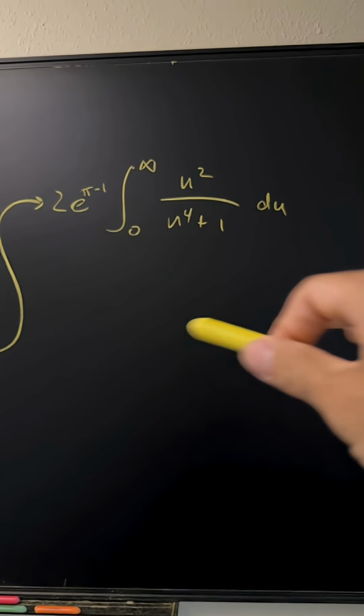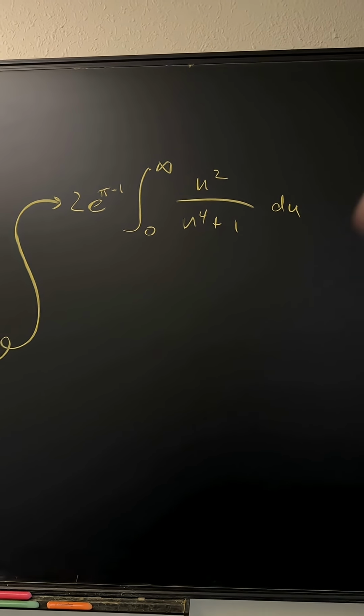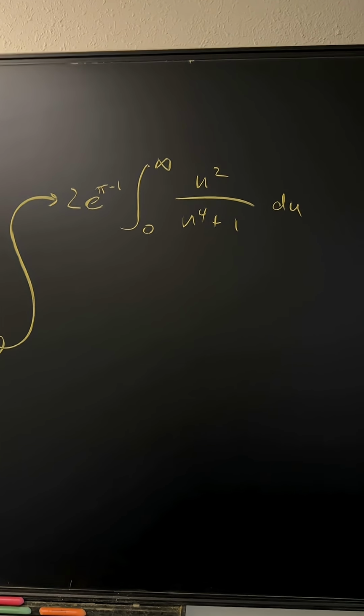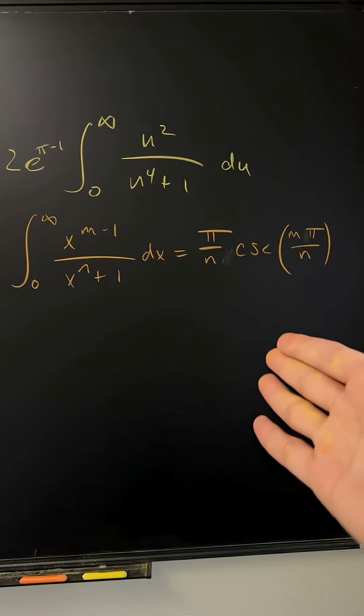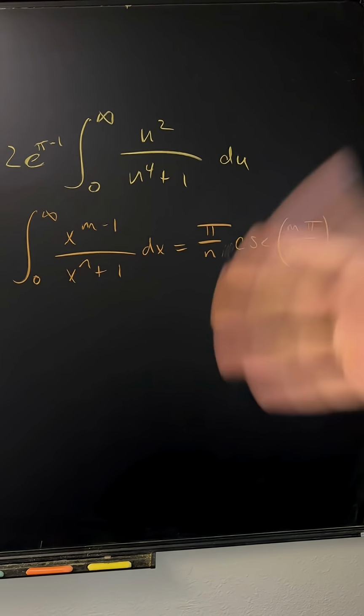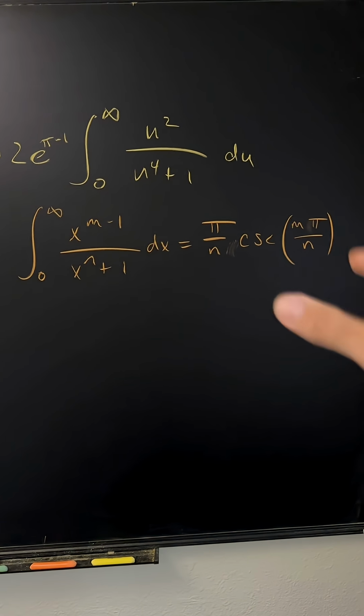Now, this is where things get really interesting. This you cannot solve using partial fraction decomposition. You can try to do some tricks, but it's not gonna work because it has a nice result. This is the integral right here. This integral is equal to this expression, and so this is cosecant, really it's 1 over sine.